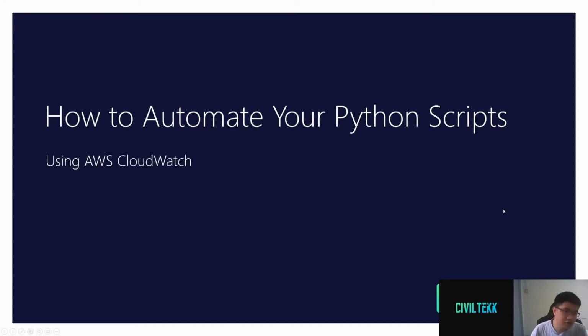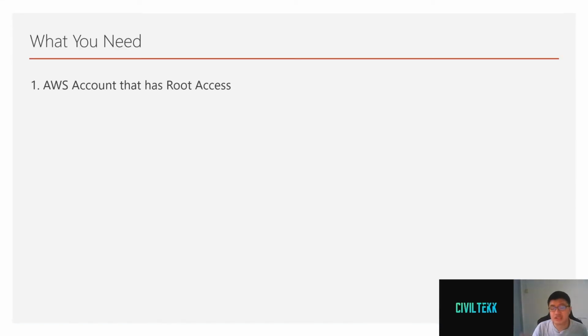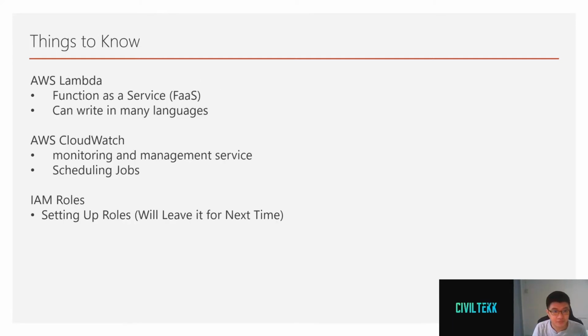Good morning everyone. Today I'll be showing you how to do automation for your Python scripts. Quite often we need to do things like scheduled jobs on a day-to-day basis, yet you don't want your computer to be on 24/7. So what you need is an AWS account and maybe a pre-made script of what you already have.